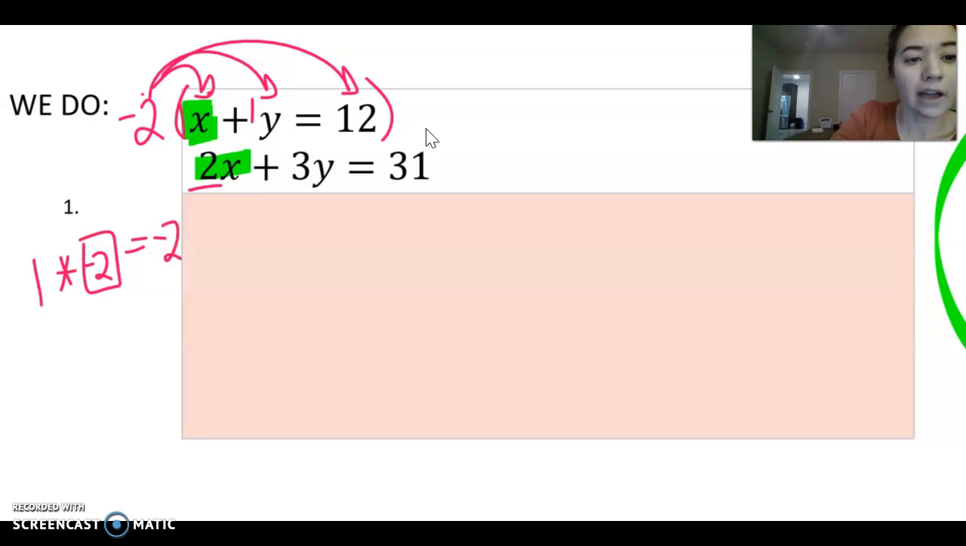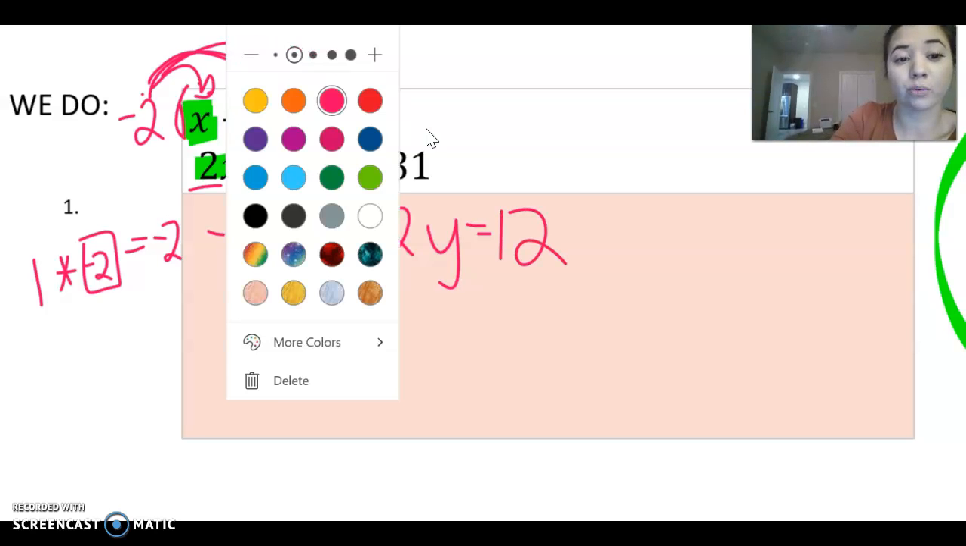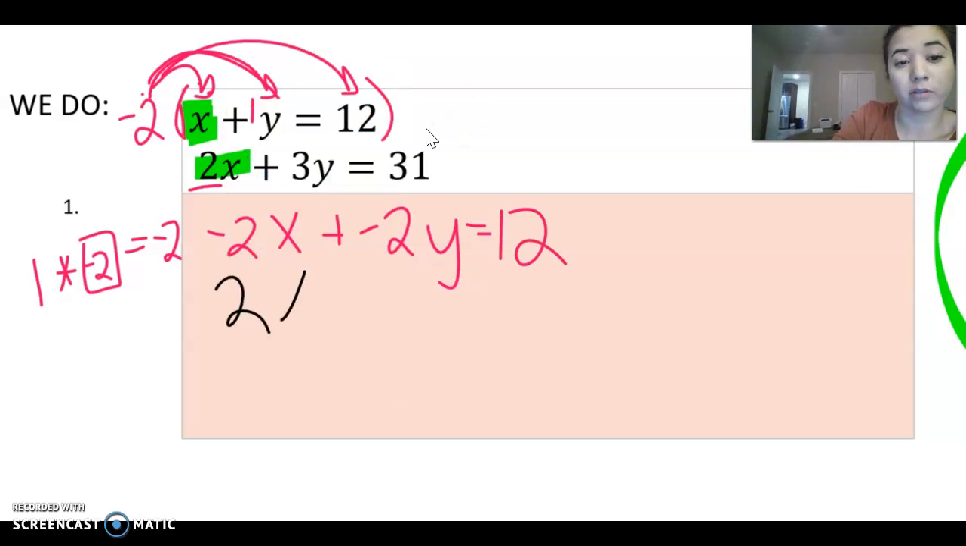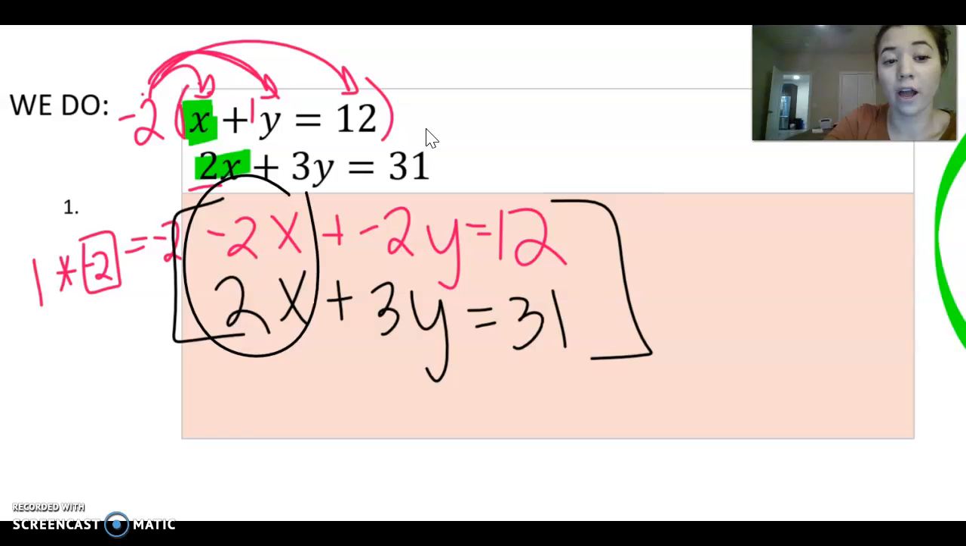So negative 2 times x is negative 2x. Negative 2 times y is negative 2y. And then we have equals 12. And then I'm going to just rewrite that bottom equation. Now you can see when we look at our system here, now our x's would eliminate. We have a negative 2x and a positive 2x.